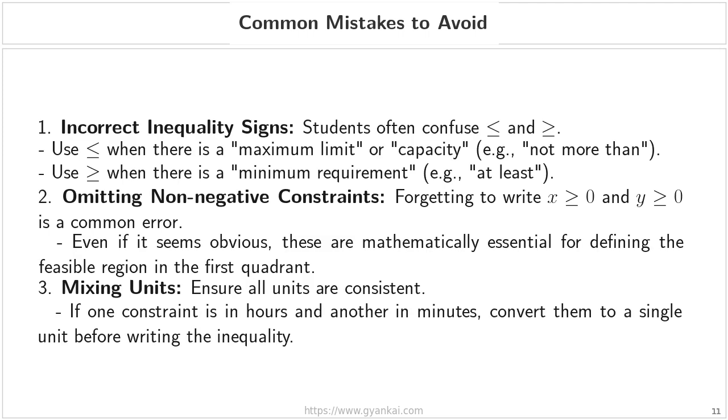Finally, watch out for mixing units. This is a subtle error that can ruin your calculations. Always ensure that all your units are consistent across the entire problem. For instance, if one constraint is expressed in hours and another is expressed in minutes, you must convert them so they are both in the same unit before you write your inequality. If you don't, your coefficients will be mathematically incorrect. Keep these 3 points in mind as we move toward our final summary of the lesson.